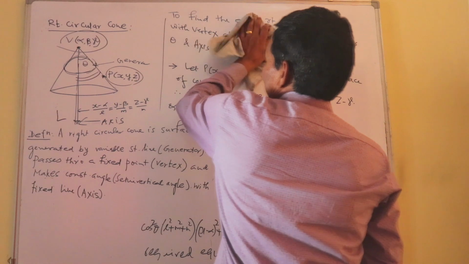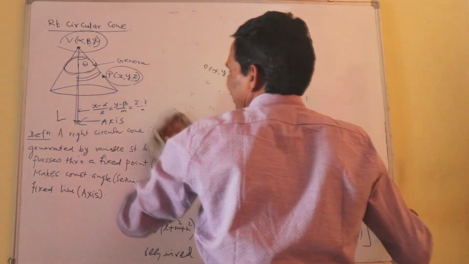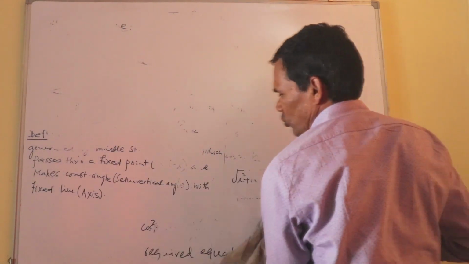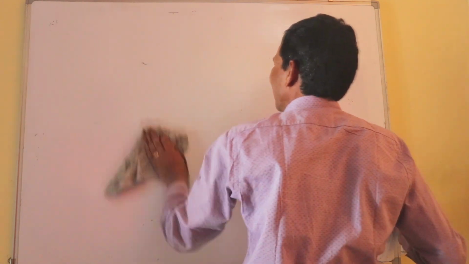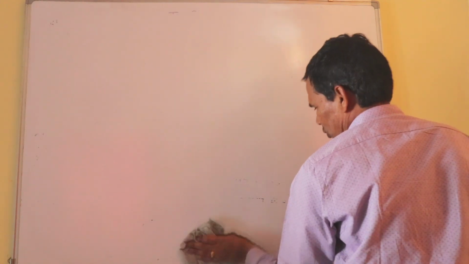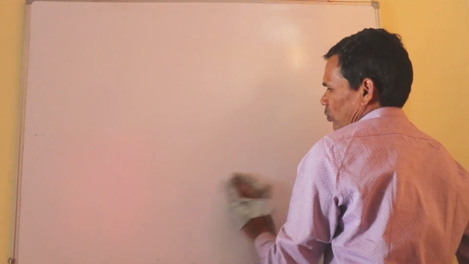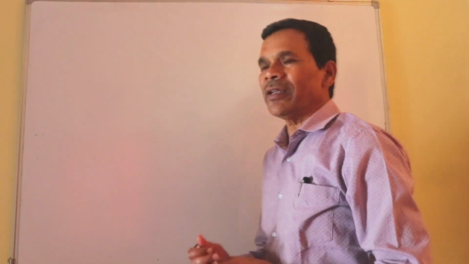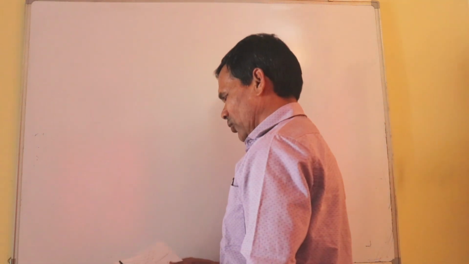Now if the axis is the x-axis, y-axis or z-axis, then you can take the direction ratios of the x-axis as 1, 0, 0. The direction ratios of the y-axis, that is l, m, n, are 0, 1, 0. The direction ratios of the z-axis are 0, 0, 1, and so on. Accordingly, you can modify that equation and get the equation of the right circular cone. Now, let us see some illustrated examples on this.